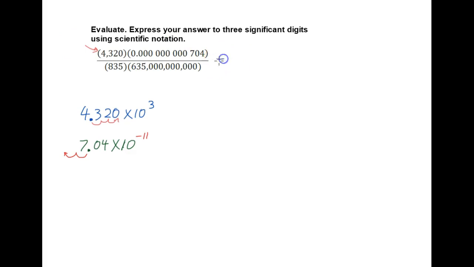So let's write this as 4.32, we don't need the zero, times 10 to the third, multiplied by 7.04 times 10 to the negative 11th. Okay, that's in the numerator.